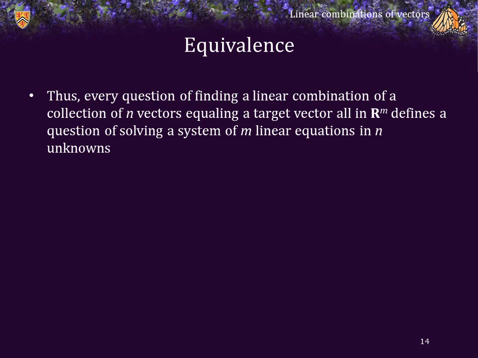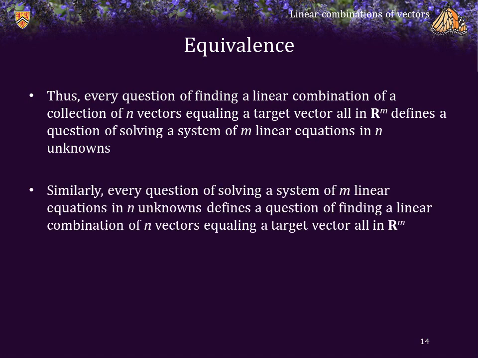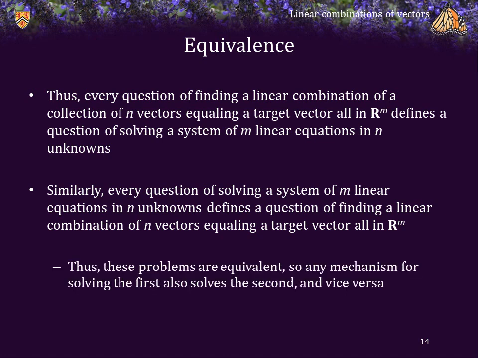Thus, every question of finding a linear combination of a collection of n vectors equaling a target vector, all in R to the m, defines a question of solving a system of m linear equations in n unknowns. Similarly, every question of solving a system of m linear equations in n unknowns defines a question of finding a linear combination of n vectors equaling a target vector, all in R to the m. Thus, these problems are equivalent, so any mechanism for solving the first also solves the second, and vice versa.